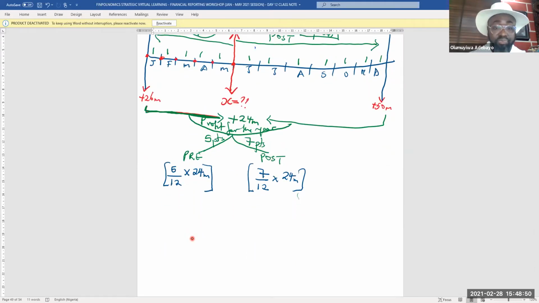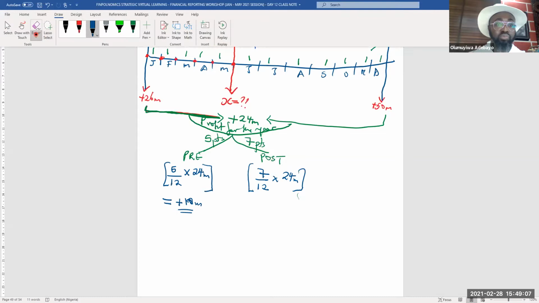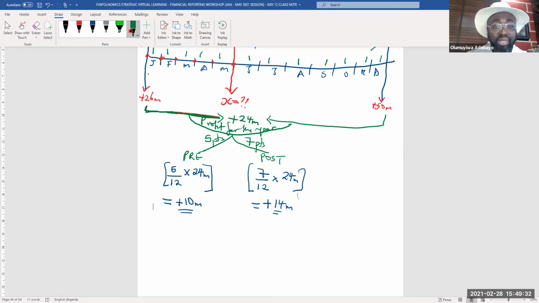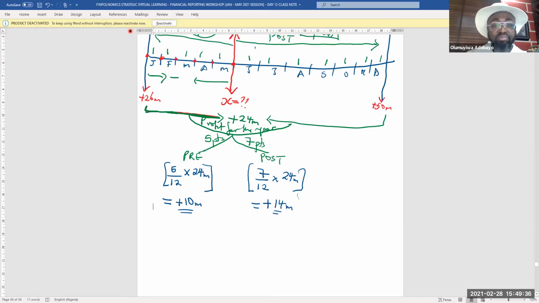Therefore, what is my pre-acquisition? My pre-acquisition here is 5 over 12 times 24, which should give me 10. And here, 7 over 12 times 24 should give me 14. What it simply means is that from year to year, what you have made in that 5 months is 10 million profits, while what you have made in the next 7 months is what? 14 million.